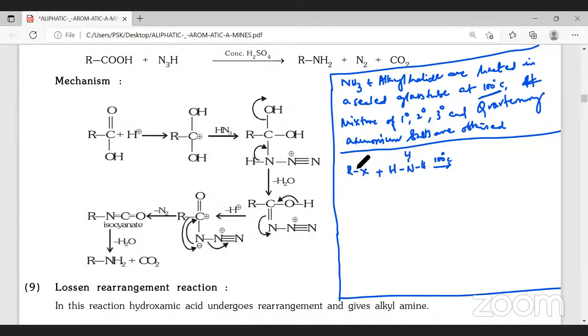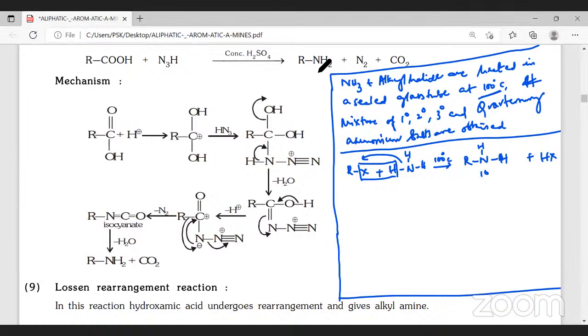So what happens is this hydrogen and X get eliminated as HX. In place of X, this NH2 goes. So we have R, N, H, and H. This is an example of a primary amine. The general formula of a primary amine is RNH2.